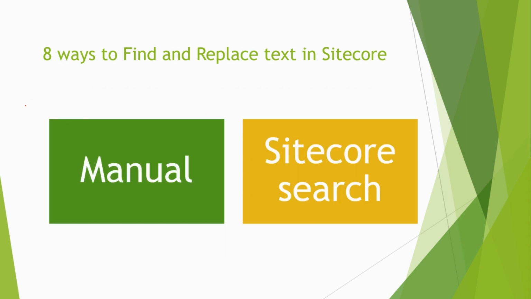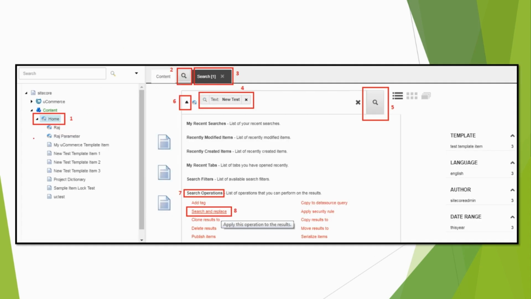So the second technique is Sitecore search. Here you can use the Sitecore search feature. You can click on this one and then it will give you this search option where you can type some string, and you can find it. And once you find it, you will get this option, search and replace. So you can replace in all those items wherever you find this particular string.